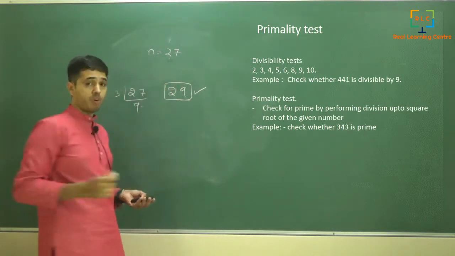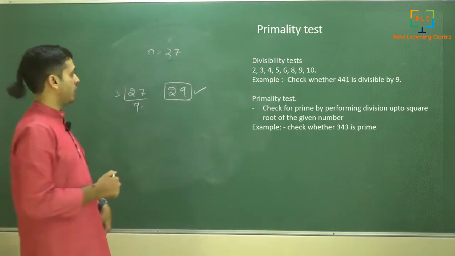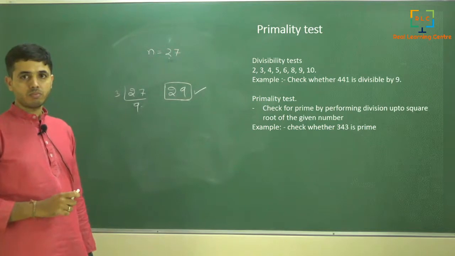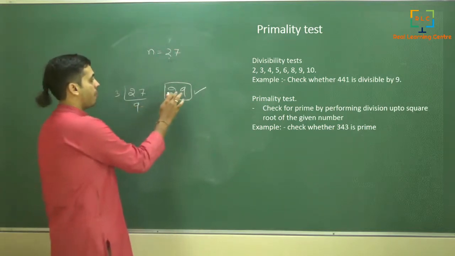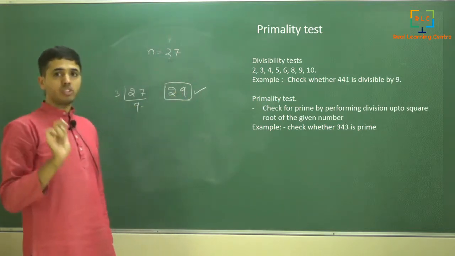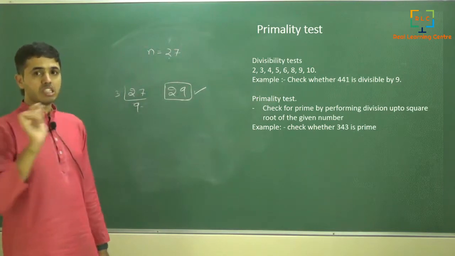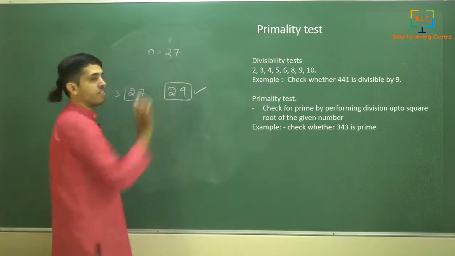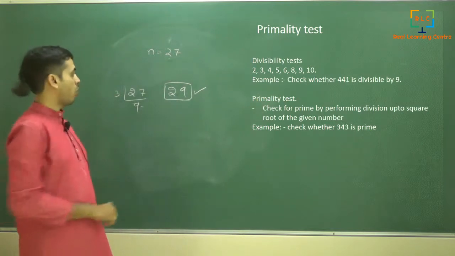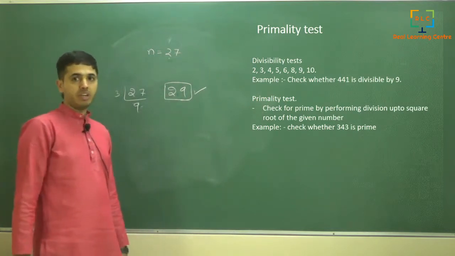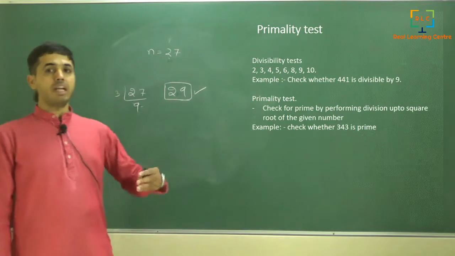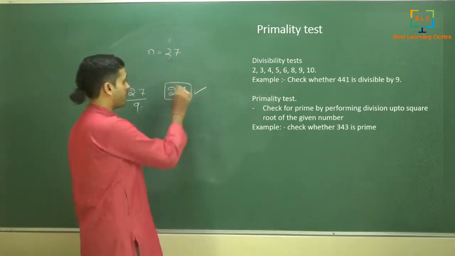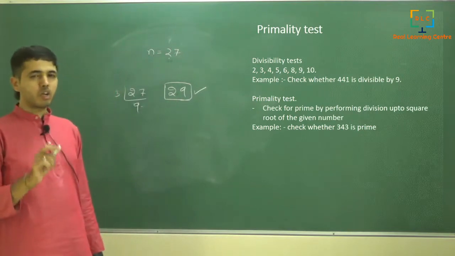So mathematicians found out that in order to check whether the given number is prime or not, I have to check for only those numbers which are less than the square root of this number. Now what is the square root of 29? I mean, the square of which number gives me 29? A bit difficult to find, right?